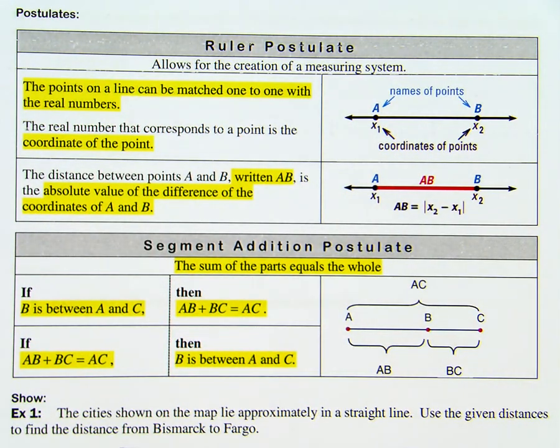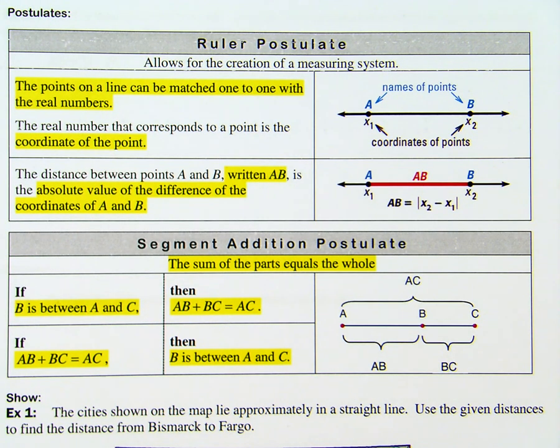On the next page, we get our first rules. We have a pair of postulates. The first one, the ruler postulate, I'll tell you, is not the most important. We won't see it a lot this year. It simply allows us to set up a measuring system. You know that you can measure in centimeters versus inches. We can change our unit because of the ruler postulate. It simply says if we keep our measurements consistent, we can measure in any unit we want.